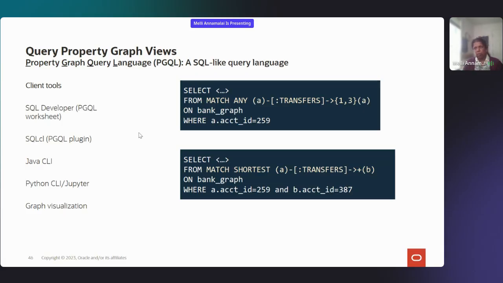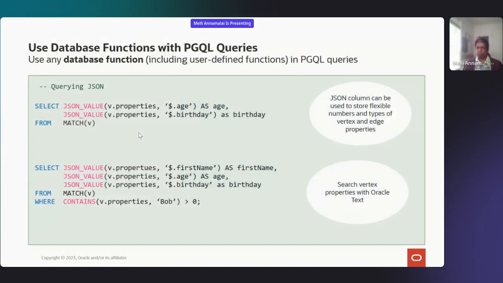So we had to do some work to have plugins. SQL Developer is a very popular tool for folks working with Oracle database. So we have a plugin, so you can use SQL Developer to run PGQL queries. And similarly, various other tools can also run PGQL queries. So we really worked hard to make this as integrated with the database as possible, which also gives us the advantage of using existing database functions in your graph query language.